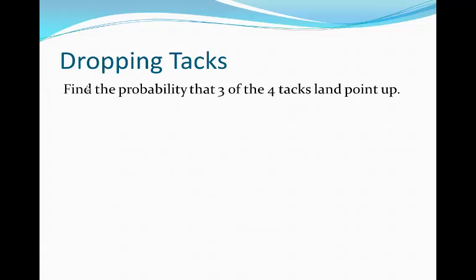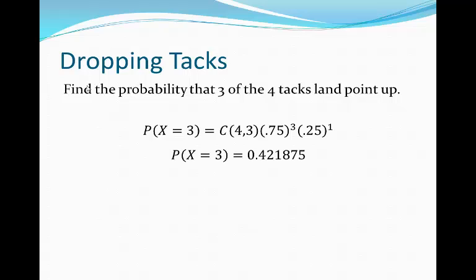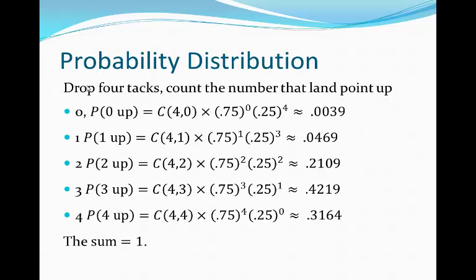The probability that 3 out of 4 tacks land with a point up would be given here. The probability that x equals 3 is C(4,3), 3/4 to the third power, 1/4 to the first power, and when we work that out with our calculator, we get about 0.421875. As a matter of fact, we could do this for any one of 0, 1, 2, 3, or 4 of the tacks landing with the point up. Here are the calculations. You can see them there in the list.